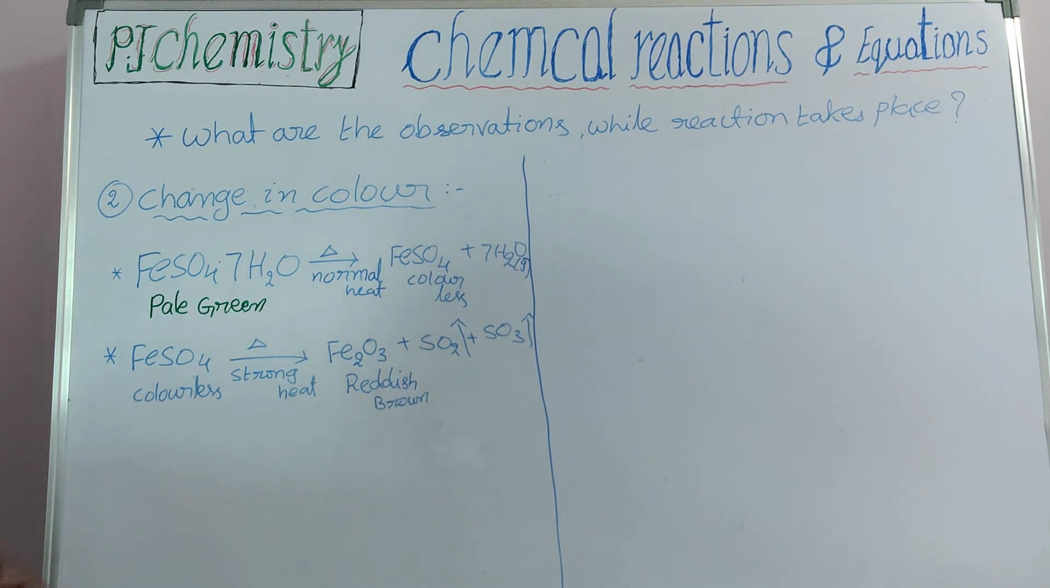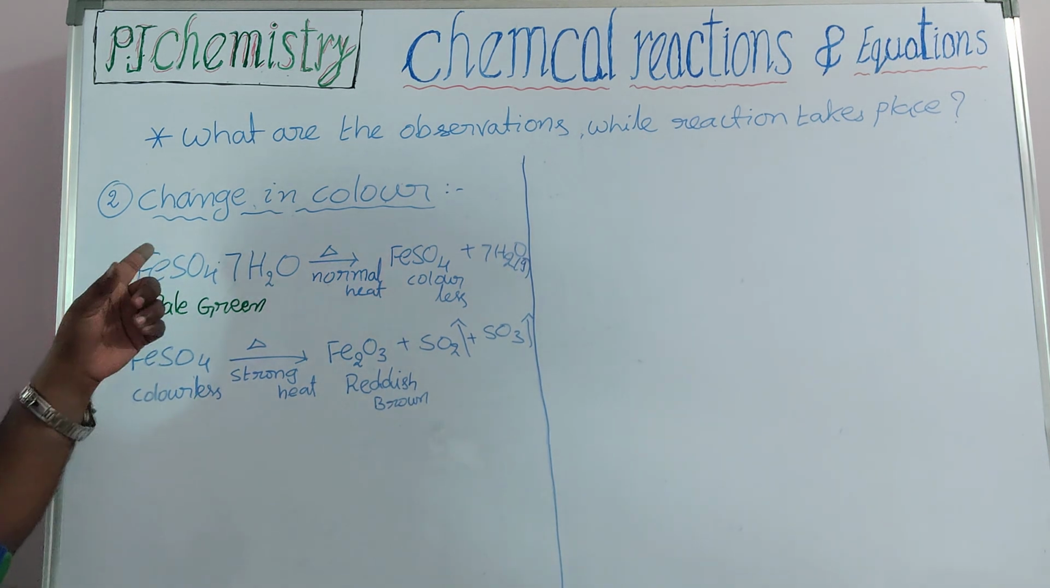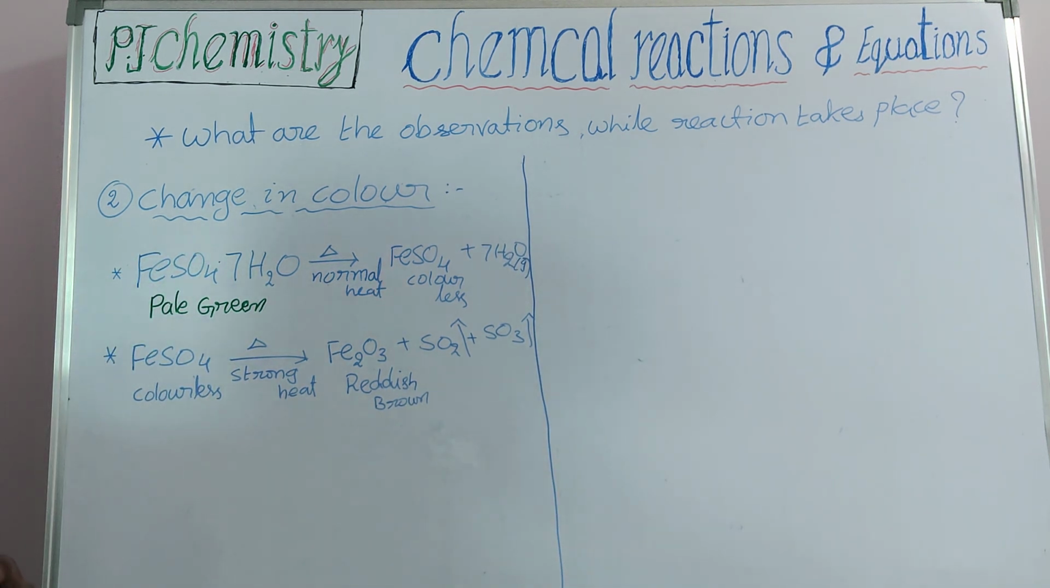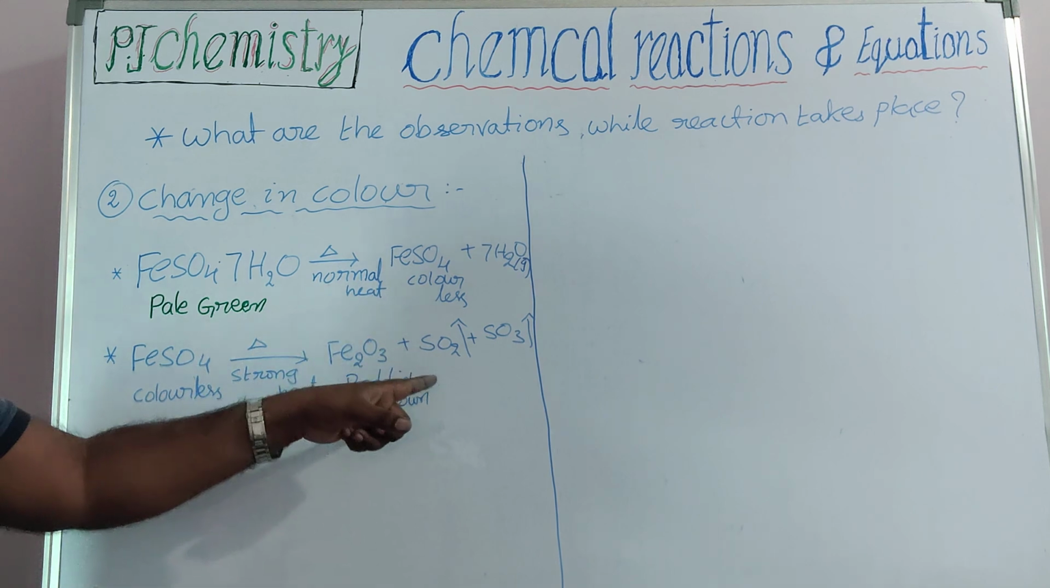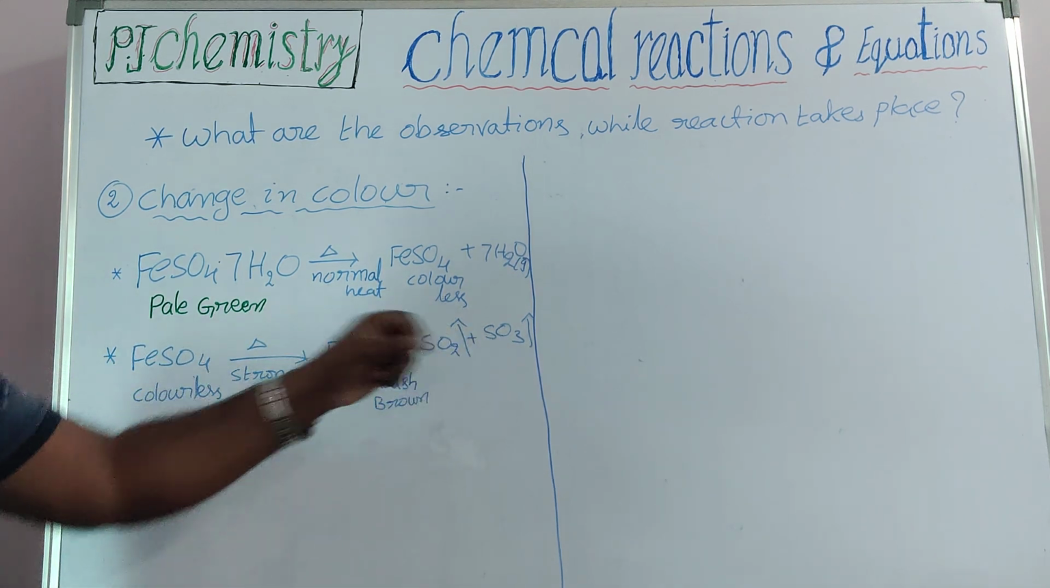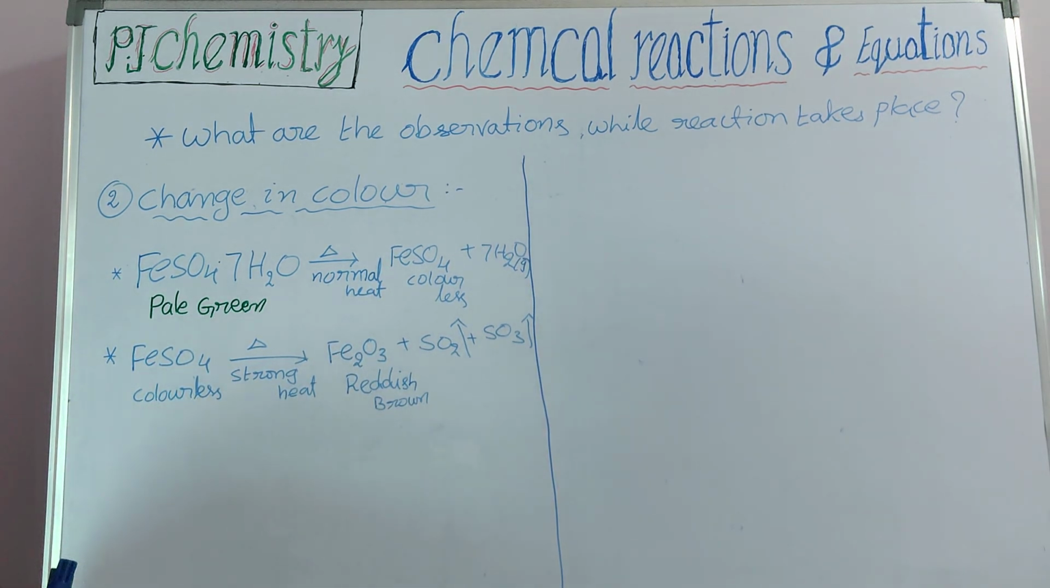So X is a compound, and they only gave a hint: pale green color. It is FeSO4 7H2O. When it gets decomposed under strong heat, it forms Y, which is reddish brown in color. It's nothing but rust. Next, the two gases Z and W are sulfur dioxide and sulfur trioxide. Write the balanced chemical equation.